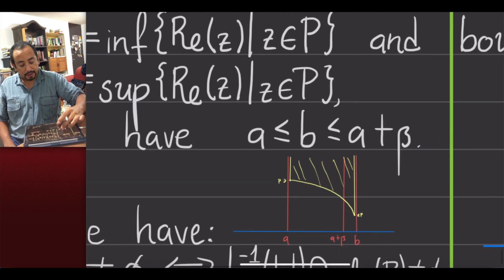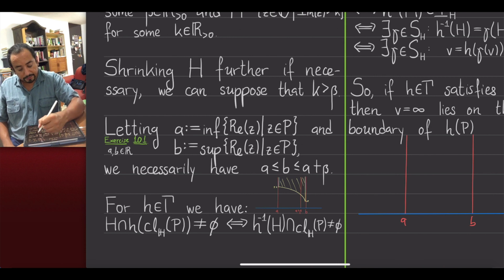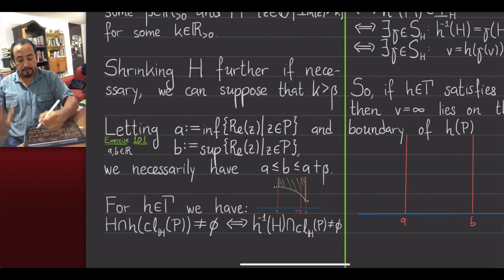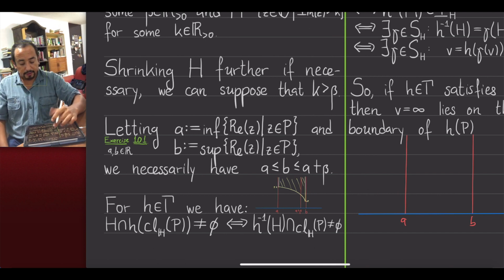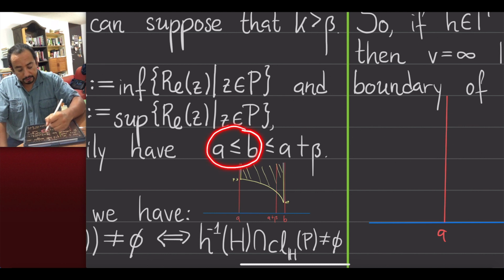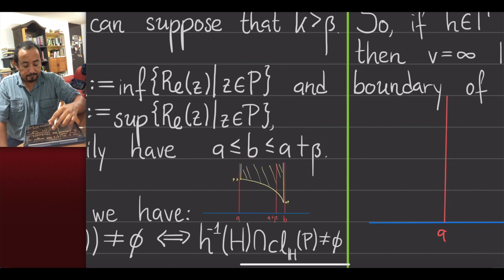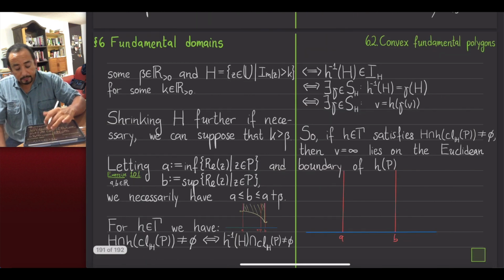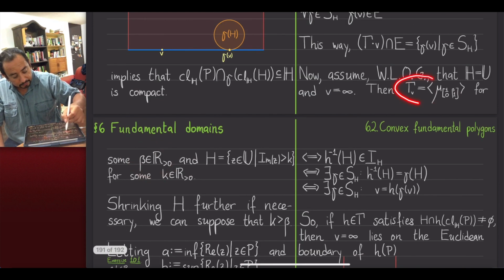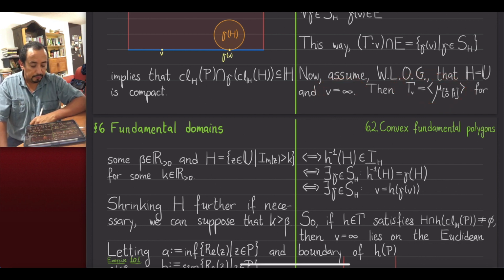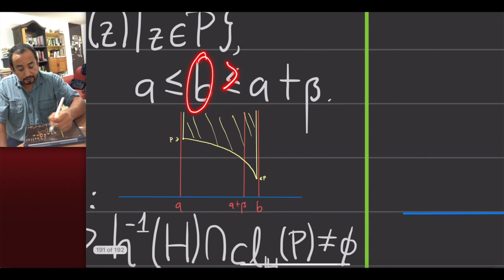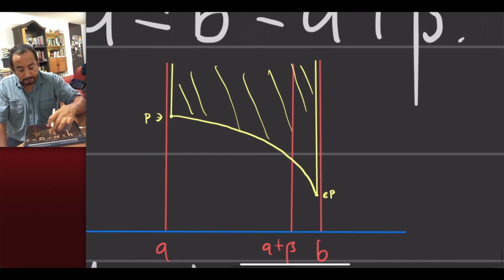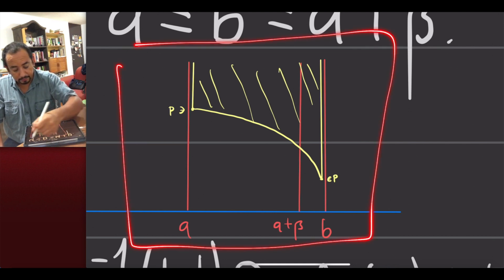Now I claim that the vertical stripe inside the upper half plane that goes from A to B has width at most beta. So, in other words, of course A is less or equal than B, but what I'm saying is that B is less or equal than A plus beta, where beta is taken from the generator of the stabilizer of V. Suppose that actually B is greater than this number. So I am in the situation you are seeing in this figure.